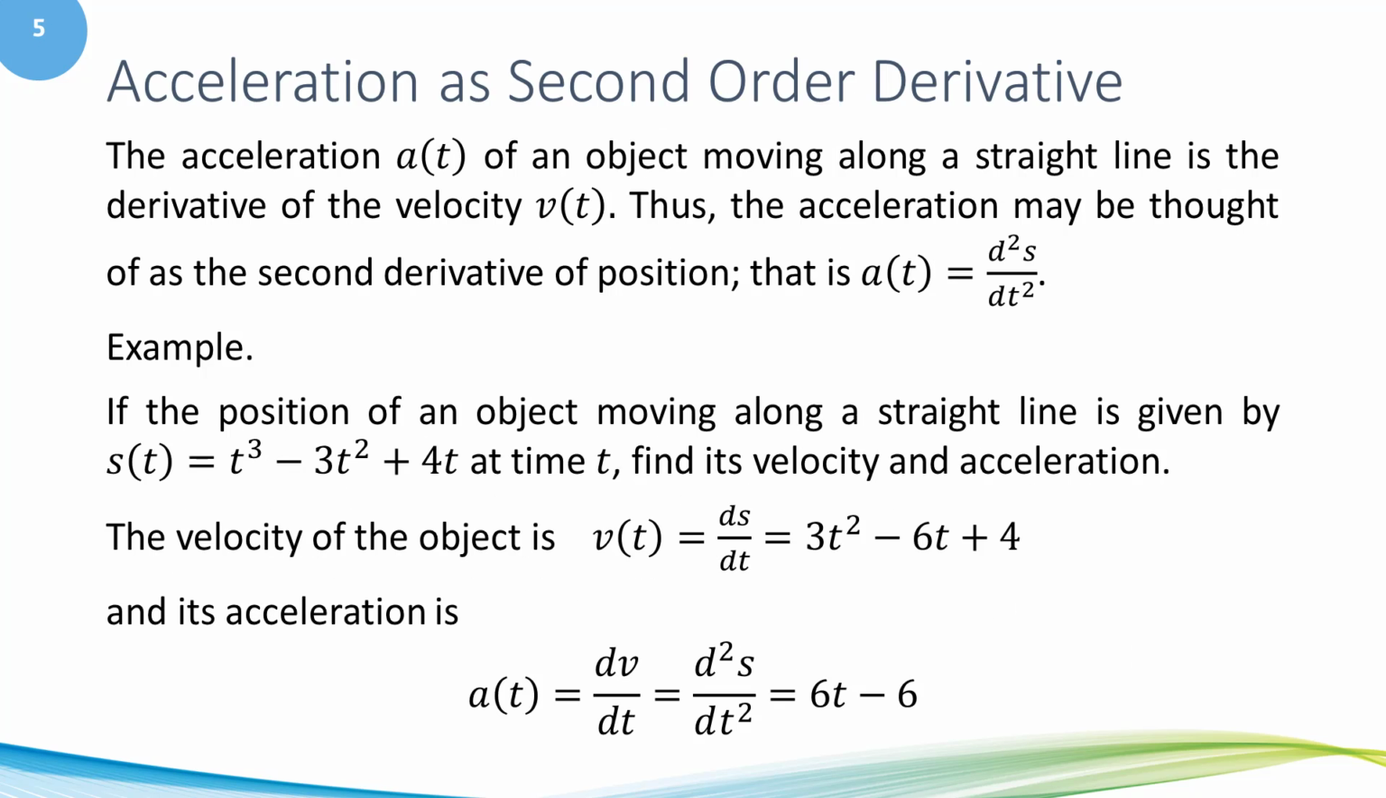In the context of physics, the second derivative can be seen as the acceleration. It is the derivative of velocity v. We can see in this example how it works.